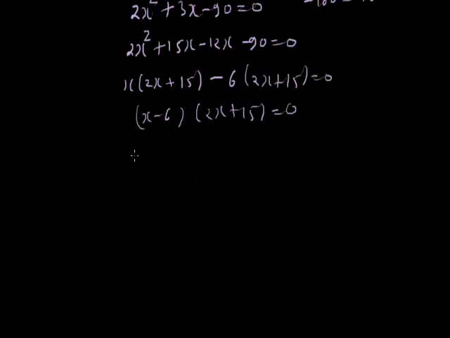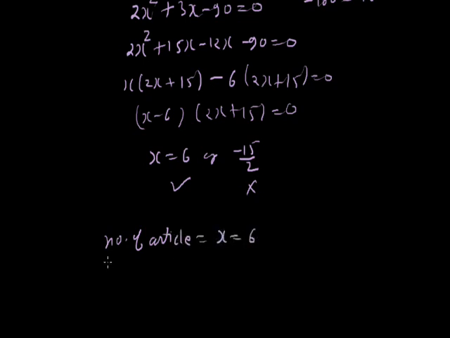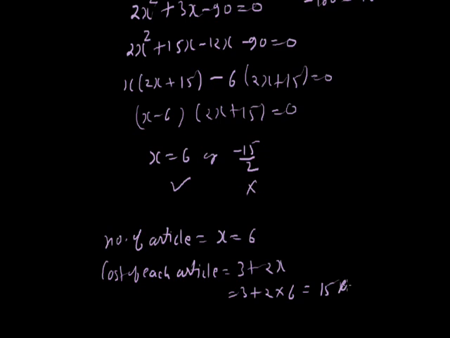So the value of x is equal to 6, or minus 15 by 2. A negative number of articles is not possible. So the answer is x equals 6. So the number of articles on that day is equal to x, that is 6, and the cost of each article is equal to 3 plus twice the number of articles, that is 3 plus 2 into 6, that is 15 rupees. So the number of articles produced on that day is 6 and the cost of each article is 15. So this is exercise 4.2. Thank you.